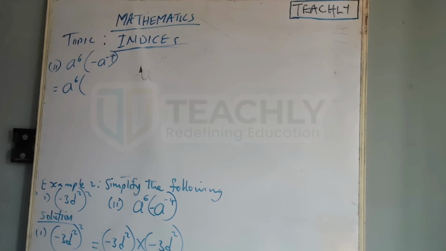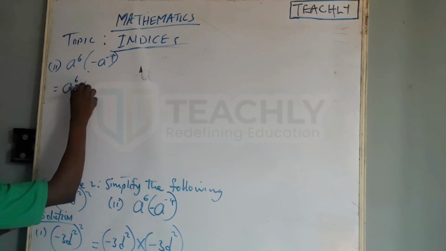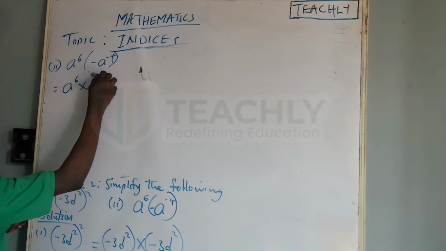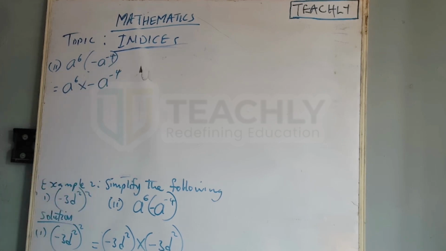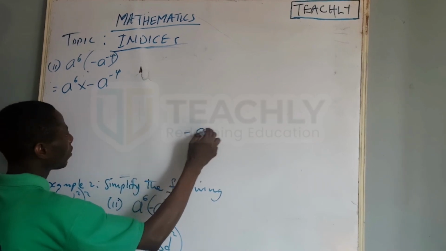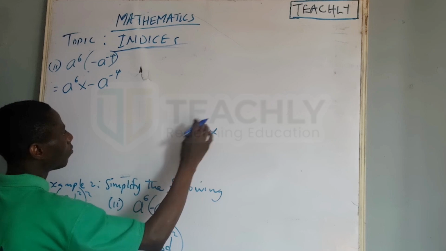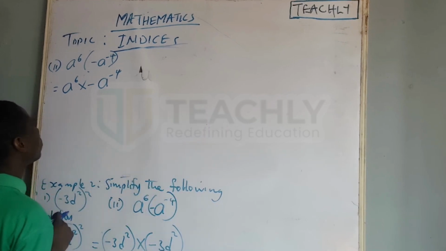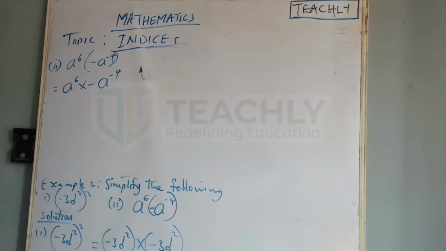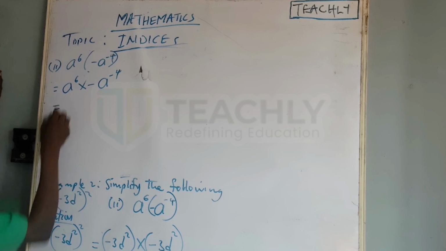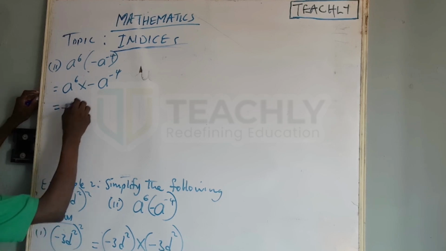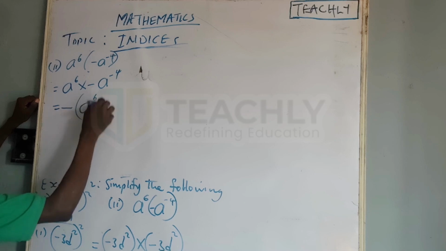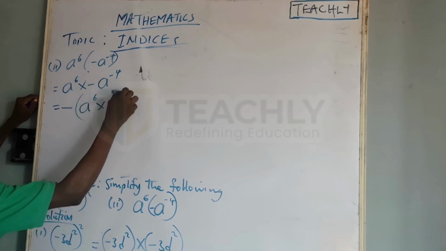What we solve is power minus 4. We can just say it means multiply by a raised to power minus 4. Raised to power minus 4 means minus a times. For this one, we can shift minus 1, minus a outside. We can have minus a raised to power 6 times a raised to power minus 4.